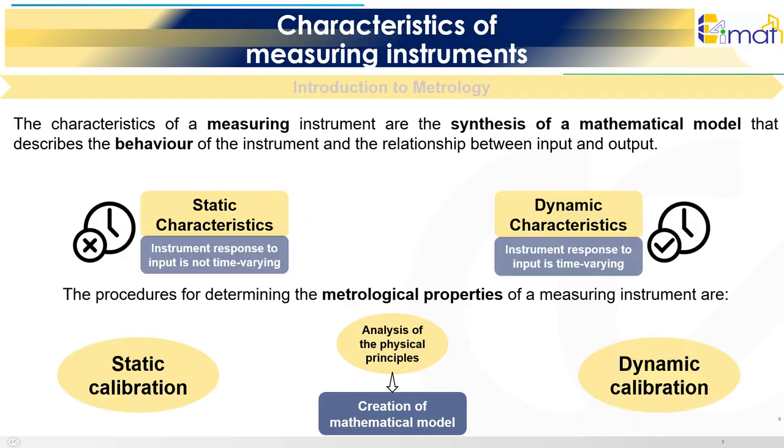A measuring instrument can be modeled mathematically to describe its input and output behavior. Its characteristics include sensitivity, linearity, accuracy, and susceptibility to disturbances. Static and dynamic calibration procedures are used to determine these characteristics. By understanding the instrument model, we can evaluate performance under different conditions and establish its suitability for specific measurement tasks.